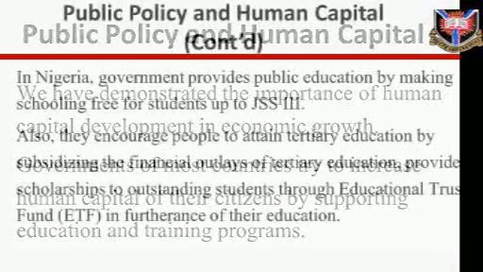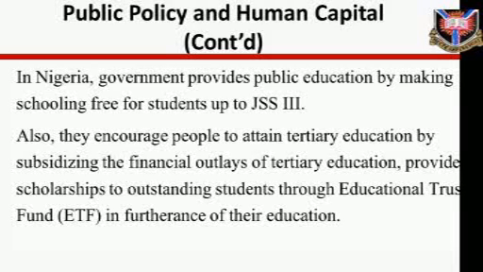In Nigeria, government provides public education by making schooling free for students up to JSS 3. Also, government encourages people to attain tertiary education by subsidizing the financial outlay of tertiary education. Government also provides scholarships to outstanding students through the Educational Trust Fund in furtherance of their education.